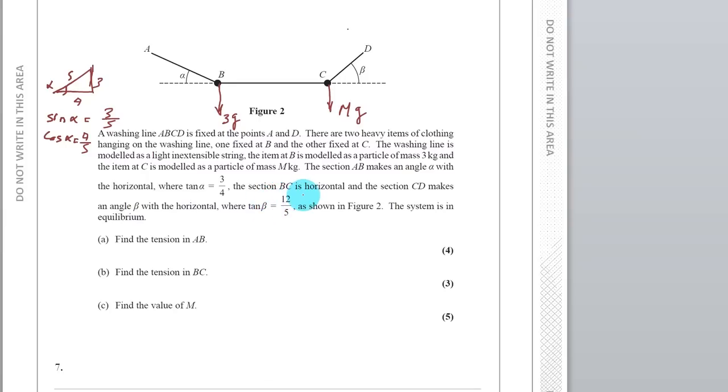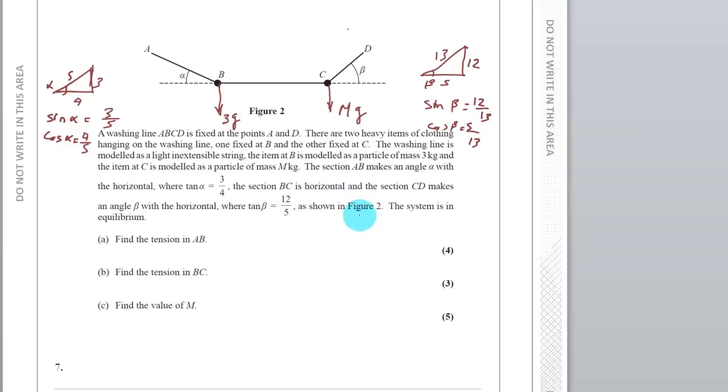The section BC is horizontal and the section CD makes angle beta with the horizontal, where tan beta is 12 divided by 5. So if I write beta here, tan is 12 over 5 and this is 13, so this is beta. So sine beta is equal to 12 divided by 13. Cosine beta is equal to 5 divided by 13.